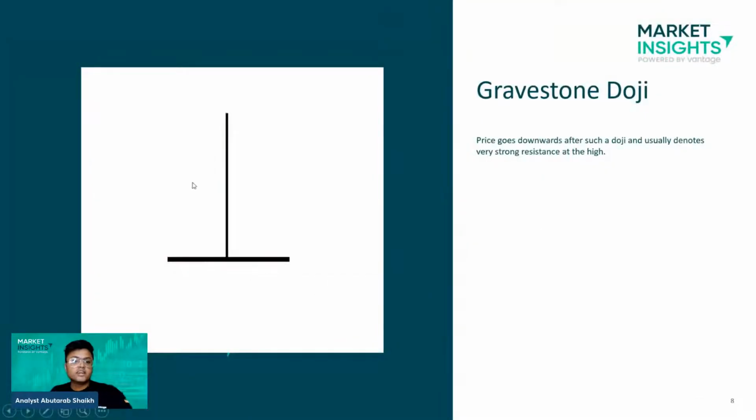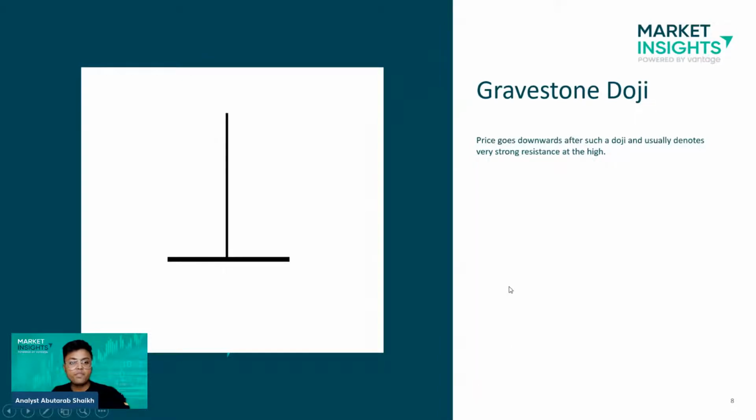Nice. So you have to wait for confirmations in case of these kinds of dojis. I already told you this is almost an indecision candle. But the gravestone doji is a very powerful candle. When it occurs in an uptrend, you must know that price is going to reverse. You wait for the next candle to form and then you short. This is what you have to do with the gravestone doji. Very strong candle, even if it is a single candle.